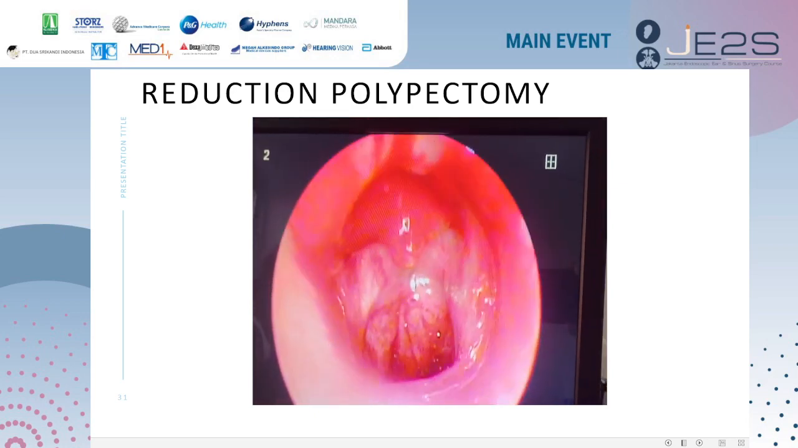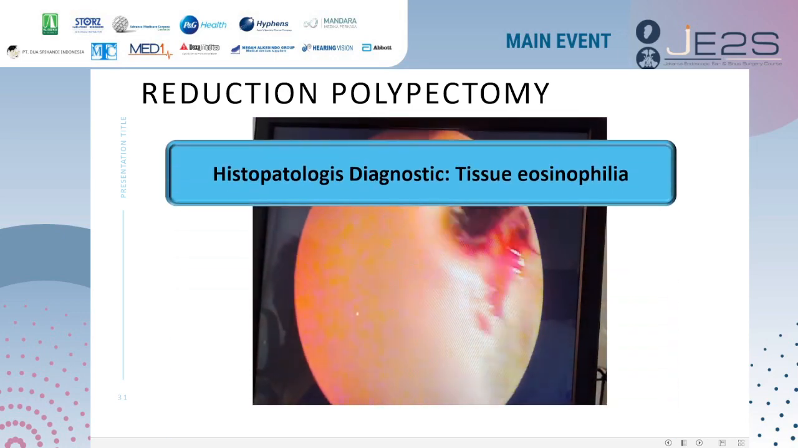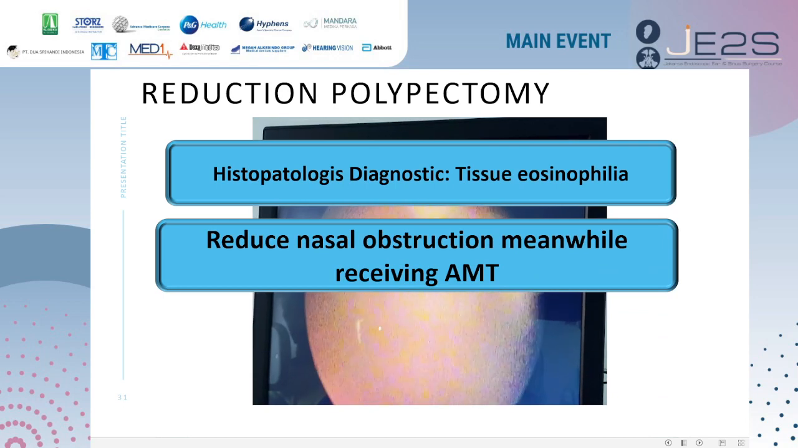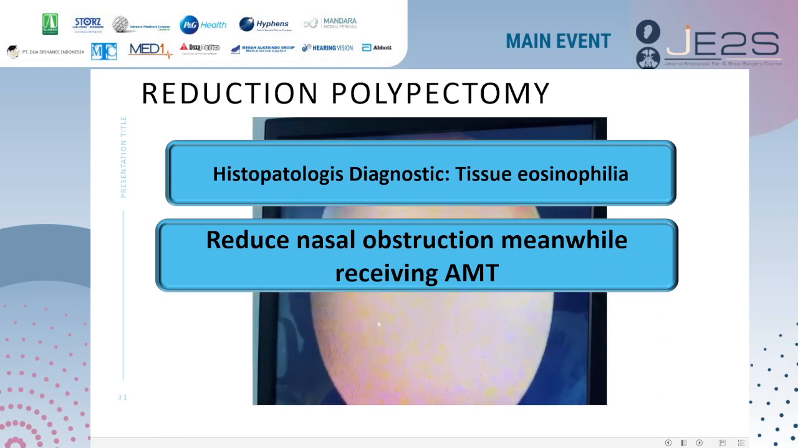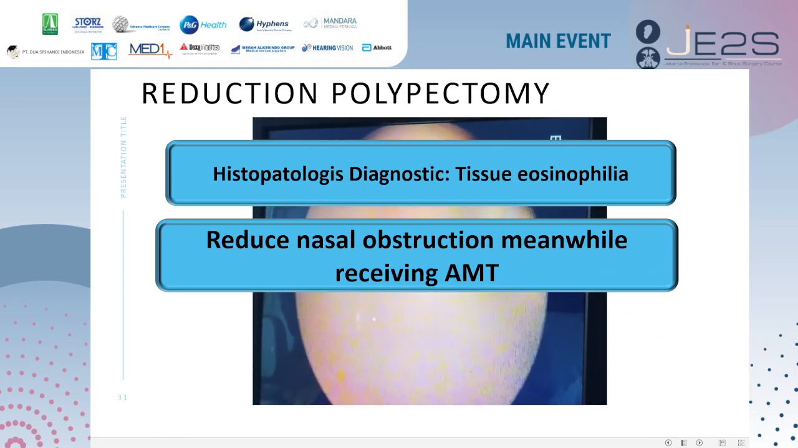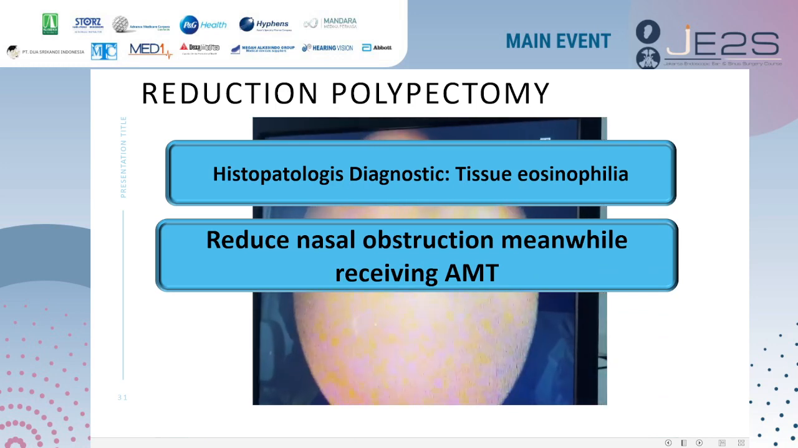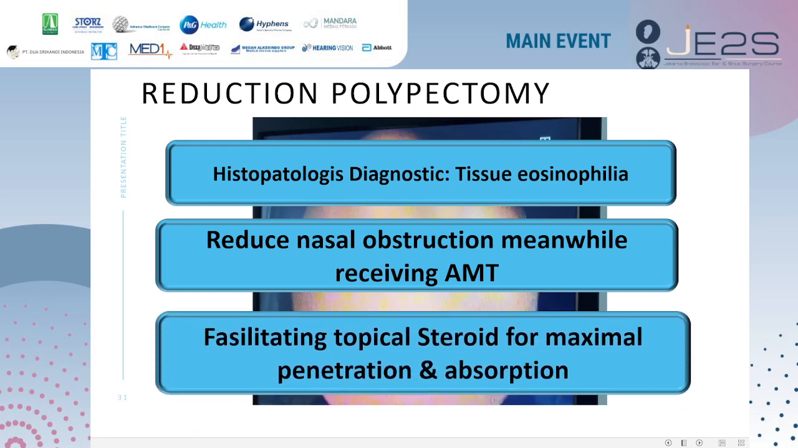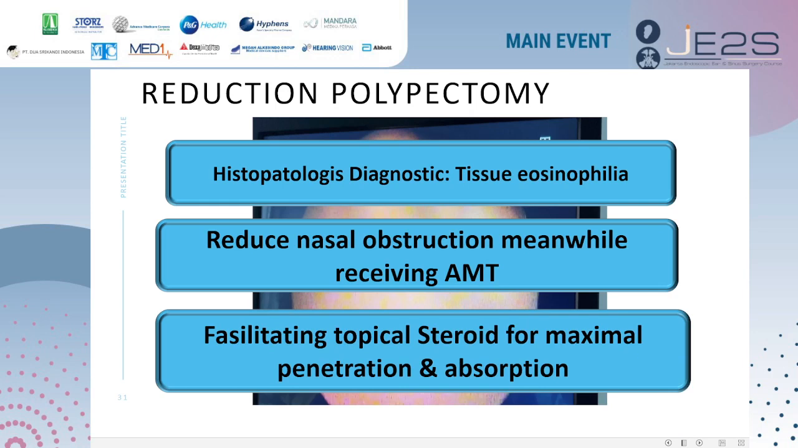This has a purpose: besides the histopathologist's diagnosis to get tissue eosinophilia, I also want to reduce nasal obstruction while the patient receives appropriate medical treatment, and to facilitate topical steroid for maximal penetration and absorption. As we know, in primary CRS we perform surgery after the period of maximal medical treatment in EPOS, 12 weeks, and some literature suggests about 4 until 6 weeks.